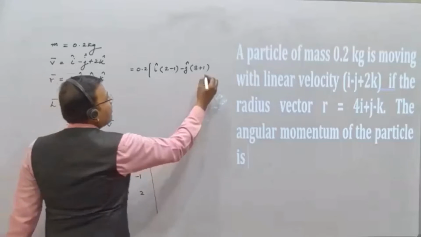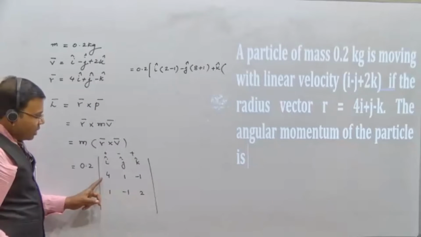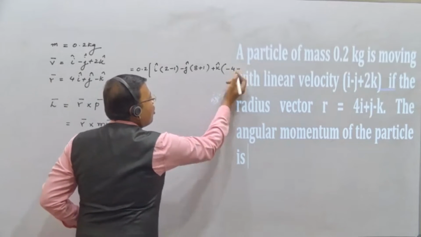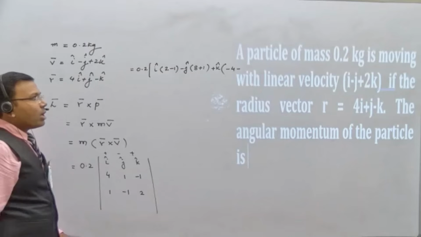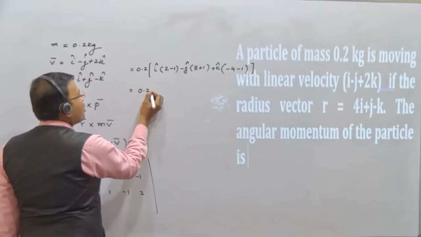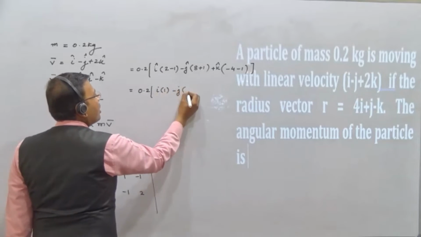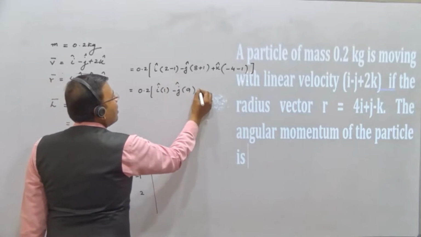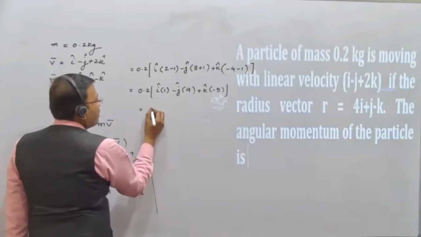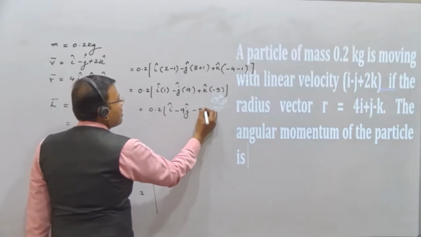Then we have to go for k. This k means you have to leave this column. So it is what? 4 into minus 1, that is minus 4. Minus 4, formula minus. Then 1 into 1, it is 1. That I will write here, 1. So here it is how much? This is 0.2 times i into 1 minus j into 9 plus k into minus 5. So I can write directly 0.2 times i minus 9j minus 5k.